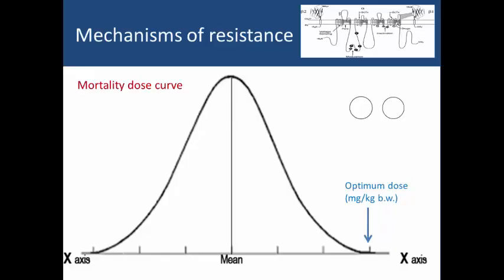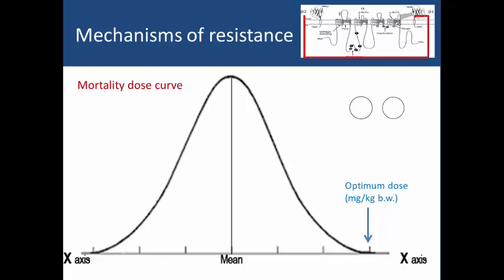If we move on to how ticks become resistant, there are several mechanisms, and here I'm going to use permethrin, which is a pyrethroid that has been well studied and for which there is probably no tick left in Colombia that can be killed anymore.